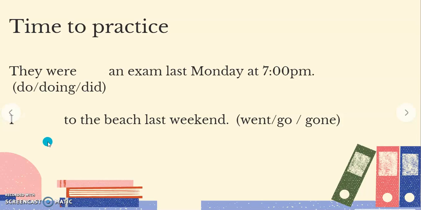And the other is I to the beach last weekend. And I have three options: went, go, and gone. Go, simple present, went, simple past, and gone, past participle. And the best answer is went. I went to the beach last weekend. Can you see the difference between both? One is past continuous and the other is simple past.